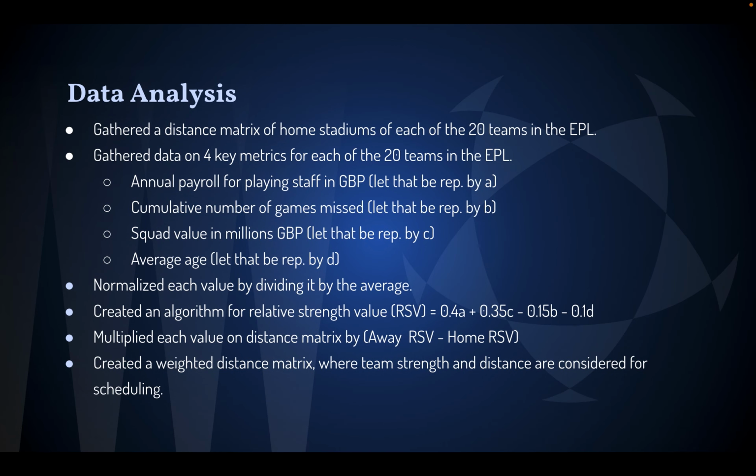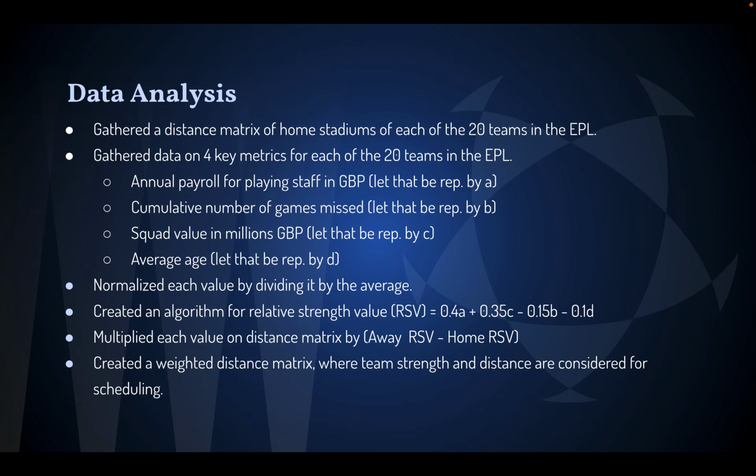We will be discussing the process of creating a weighted distance matrix for scheduling games in the English Premier League. We started by gathering a distance matrix of the home stadiums of each of the 20 teams in the Prem, and then we collected data on 4 key metrics for each of the 20 teams, namely the annual payroll for playing staff, represented by A, the cumulative number of games missed, represented by B, the squad value in millions, represented by C, and the average age, represented by D.